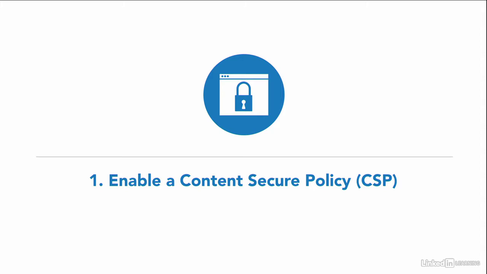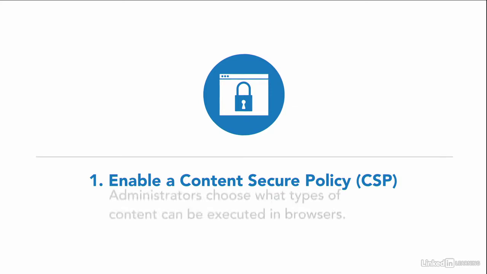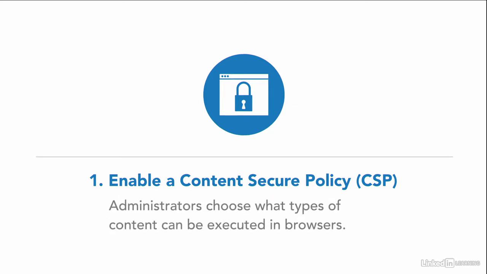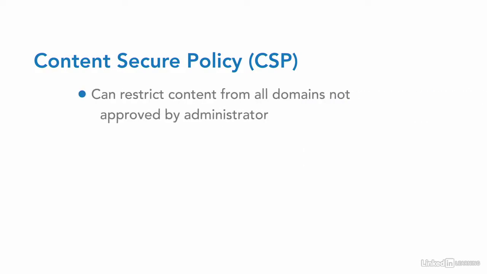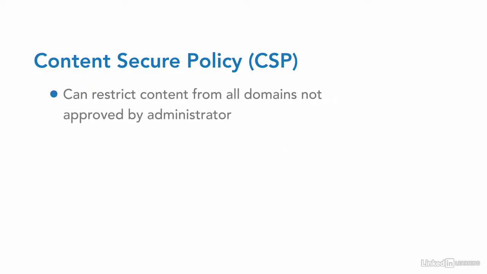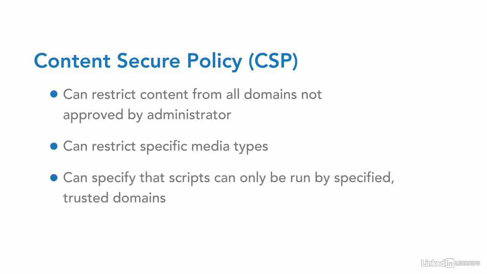Content Security Policy, or CSP for short, allows administrators to choose which domains and what kind of content are allowed to be executed in the user's web browser. CSP can be used to restrict content from any domain except for the ones that are specified. It can also be used to restrict media, such as images, audio, and video. CSP can even be used to specify that scripts can only be run from certain trusted domains.